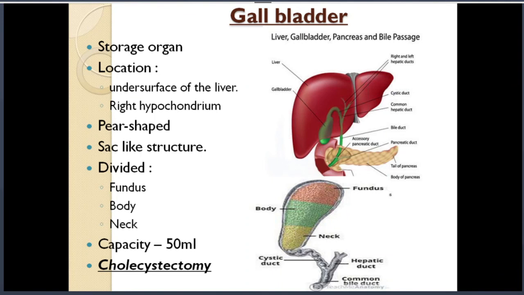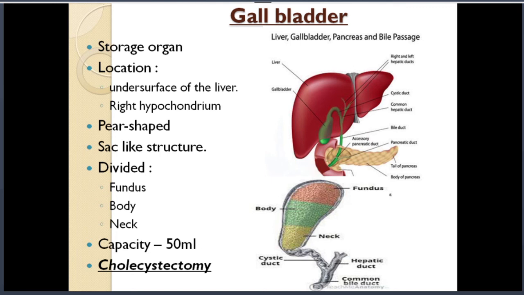Coming to gallbladder. Gallbladder is a storage organ. It is situated on the undersurface of the liver. It is also present in the right hypochondrium. It is present in the fossa between the right lobe and quadrate lobe. We have already read the lobes of liver. So gallbladder is situated on the undersurface of the liver between the right and quadrate lobes of the liver.